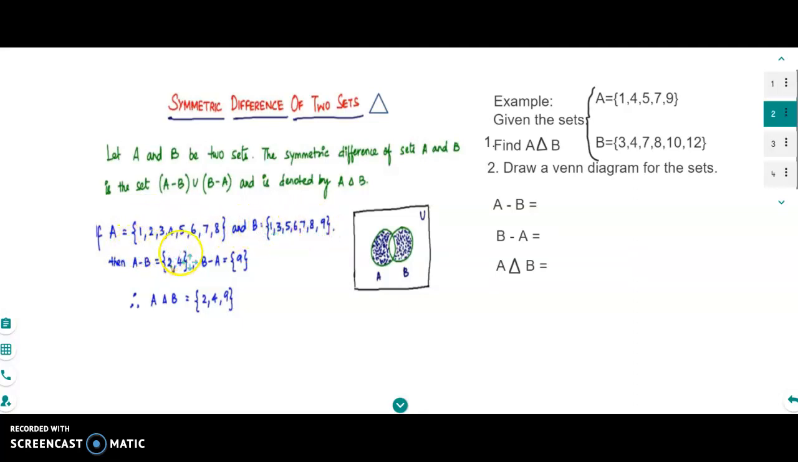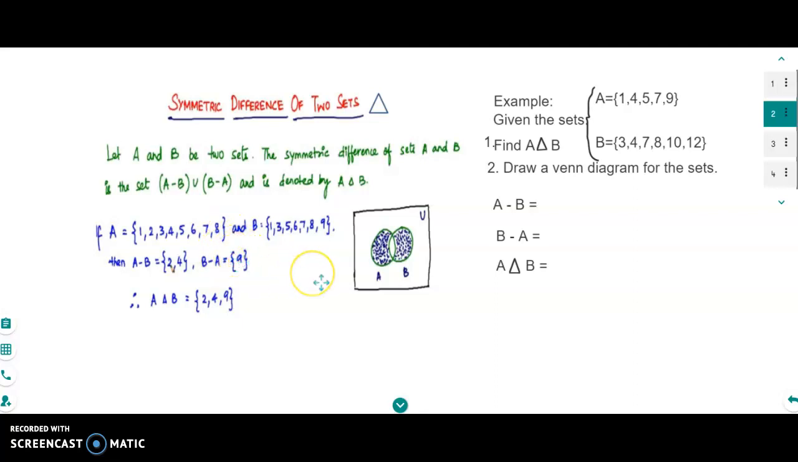A minus B. Now, the other operation will be B minus A: the elements that are in B that are not in A. So we can start checking. 1 is in both sets, so it's not in the difference B minus A. 3 is in both sets. 5 is in both sets. 6 also. 7 in both sets. 8 in both sets. And 9 is only in B and not included in A. So 9 will be in the difference B minus A, because it's in B but not in A.